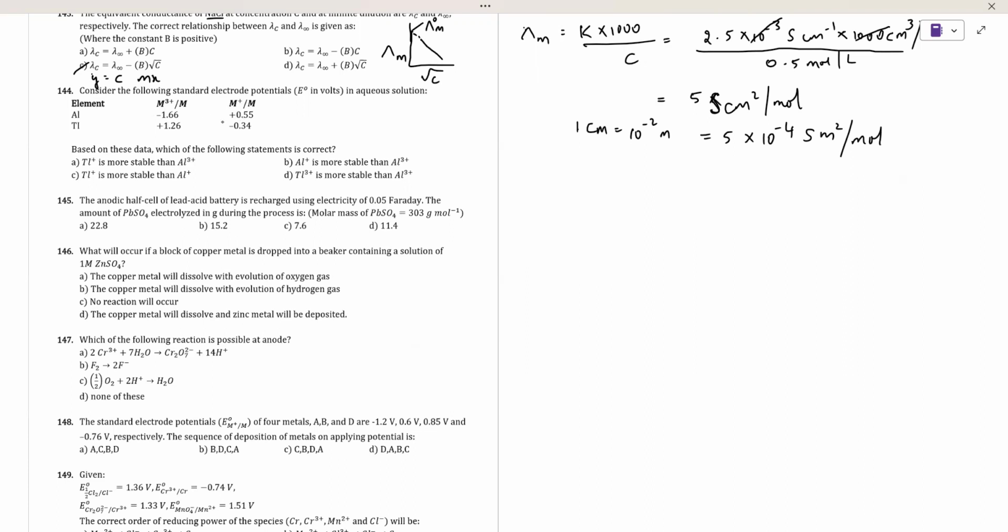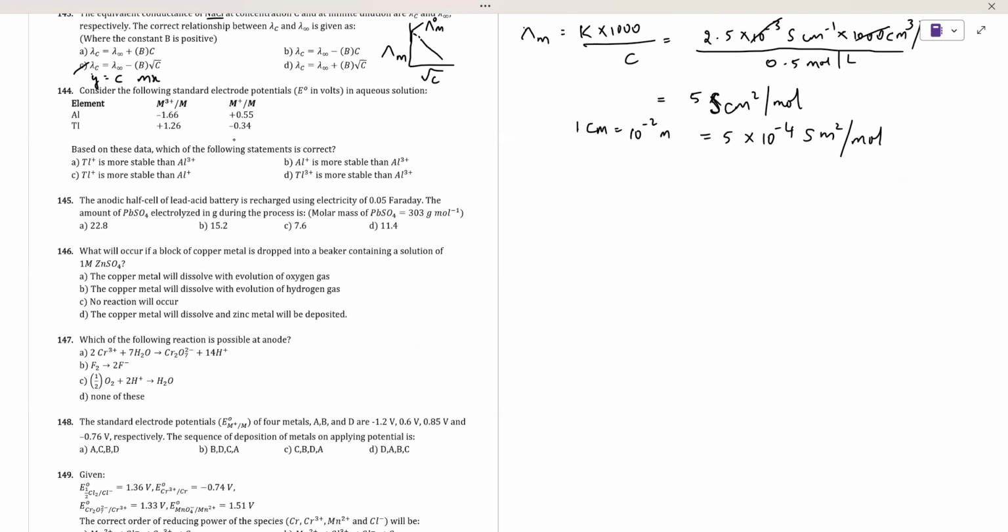Based on these two values, it is understood that aluminium would be more stable in the 3+ state, and it also becomes a good reducing agent when it becomes 3+, which means that 3+ is more stable for aluminium. Similarly for thallium, based on the standard reduction values, we can say thallium plus is more stable when compared to thallium 3+. Now, looking into the options, students: thallium plus is more stable than Al3+.